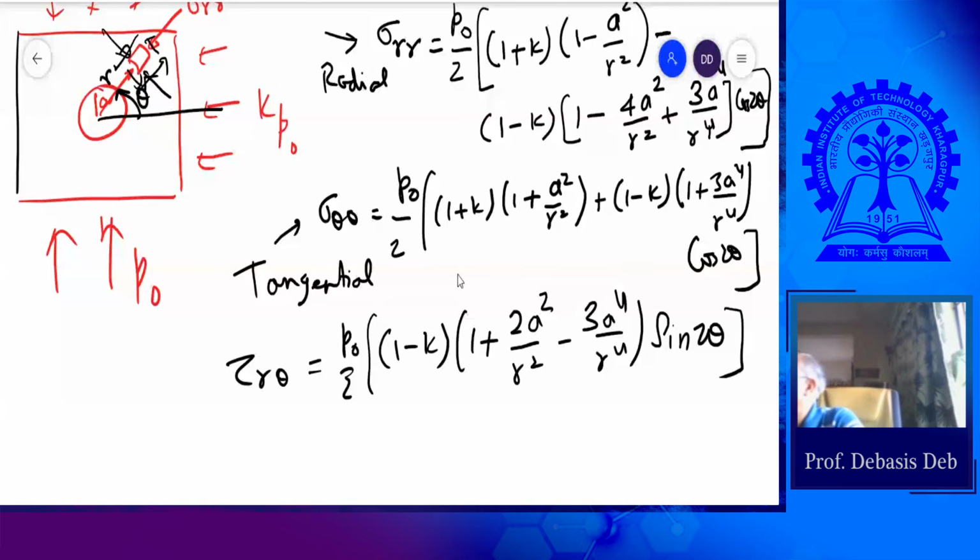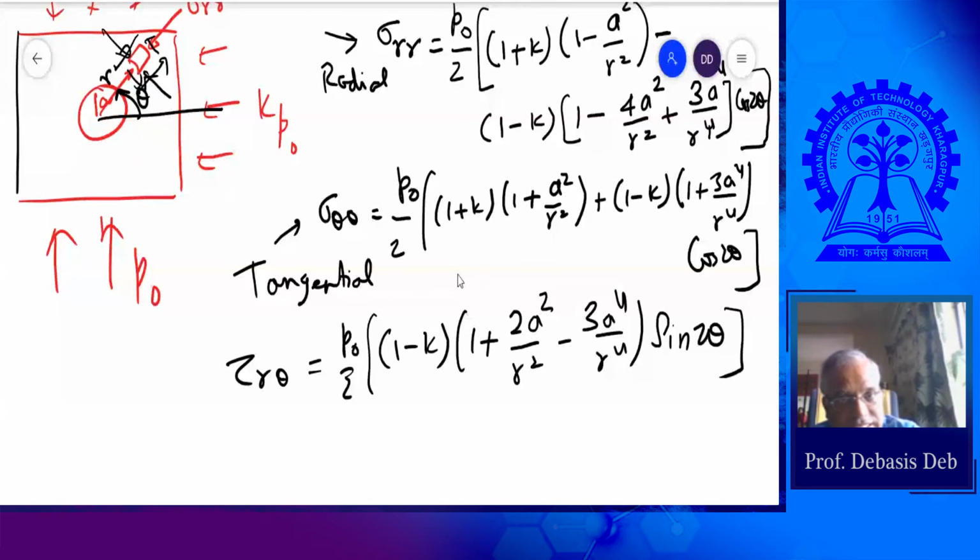These are the stresses given by Kirsch in 1856. So you see, this is very important. These three equations are very important, and not only in mining. I'm telling you, all engineering branches use this formula.